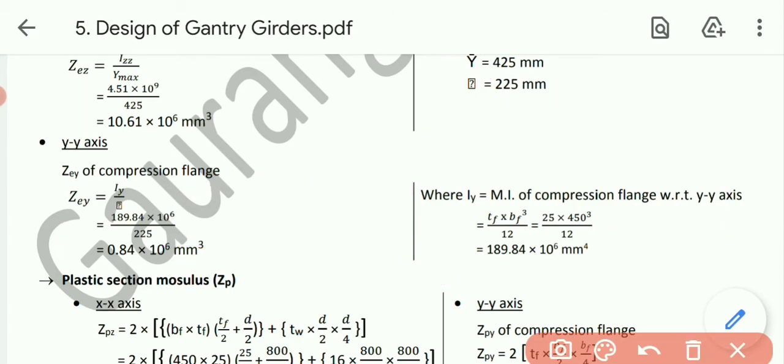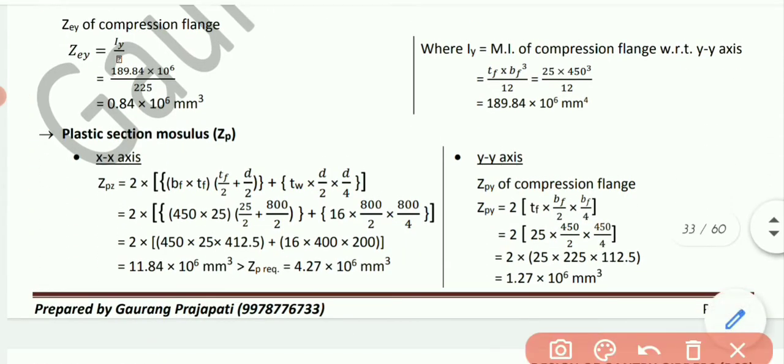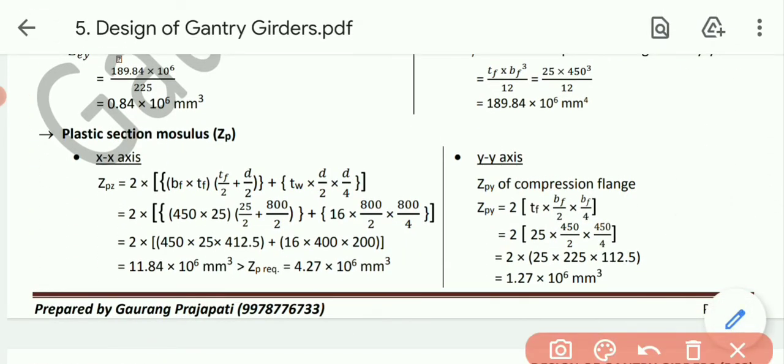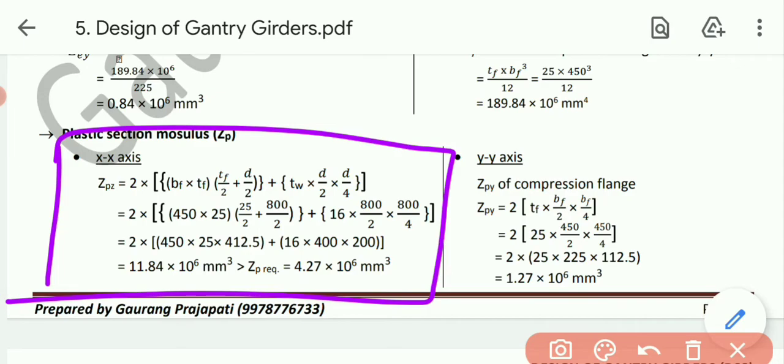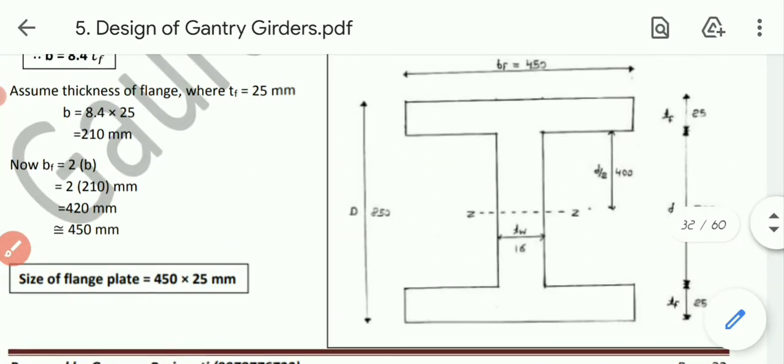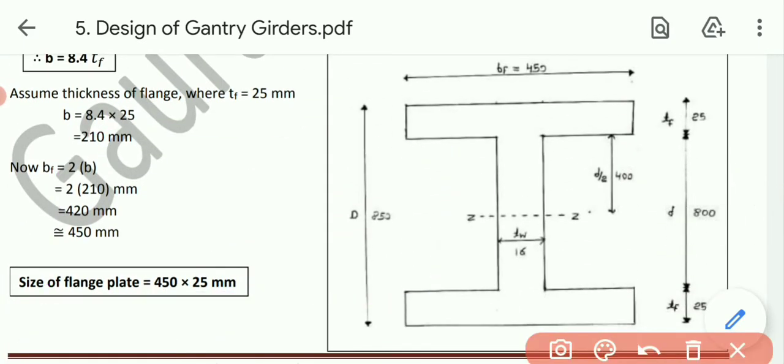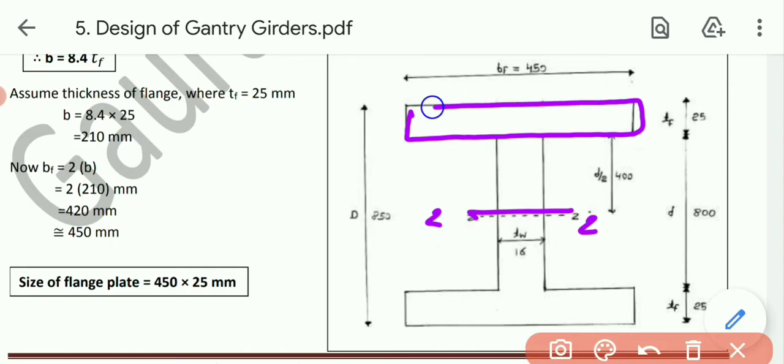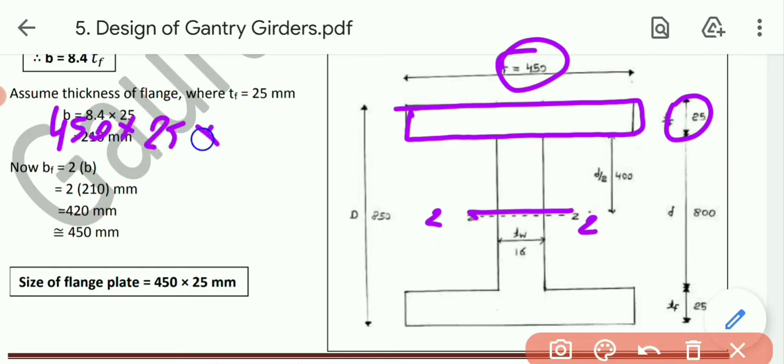Okay, and then in the end we need to calculate plastic section modulus with respect to x-axis as well as y. So let's calculate with respect to x-axis. So for that one, what we need to do, we need to take moment of these two sections, flange and web, with respect to center. Let's talk about first of all flange. Area 450 into 25. Okay, 450 into 25, that's its area.